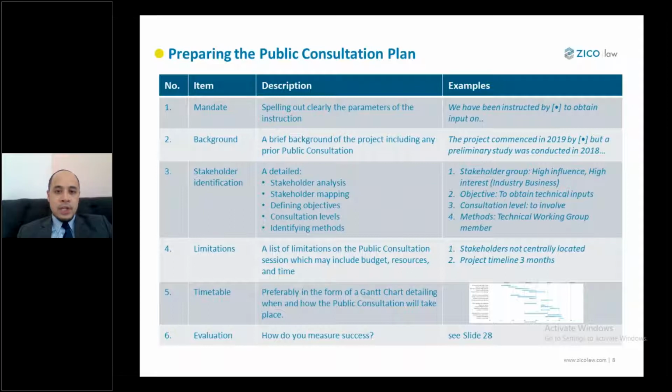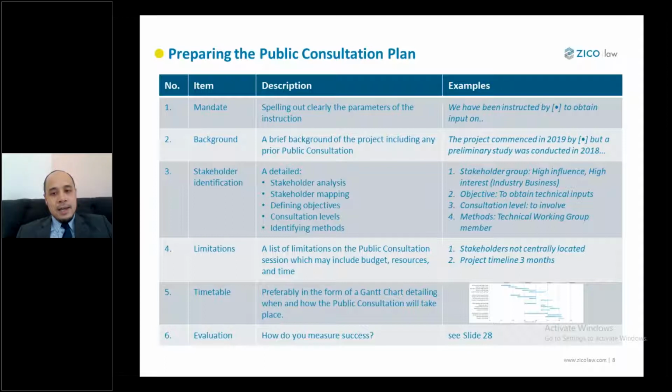So, preparing the public consultation plan, I think a good starting point would be looking at a draft plan. I'm sorry, in this scenario, usually we would do this as a practical experience. But because this is online, I'll just walk through this plan with you, and I'll try to make it as interactive as possible.